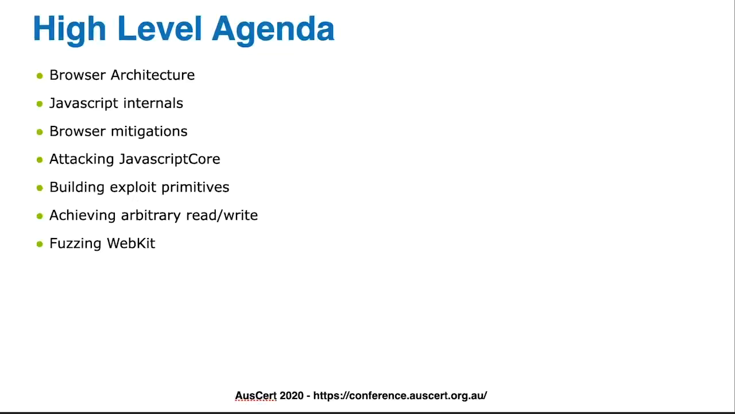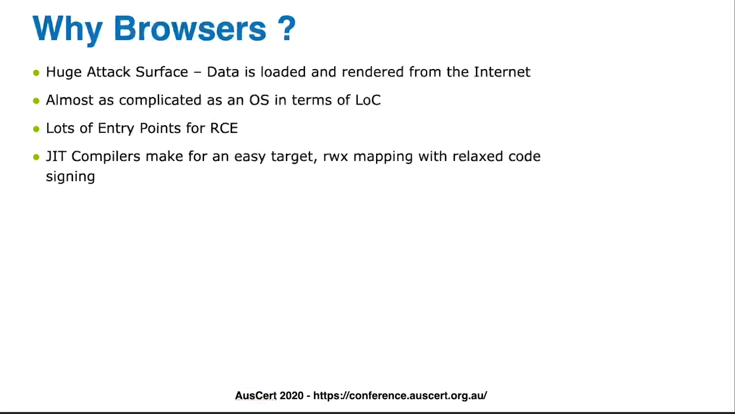So let's talk about what we're going to discuss today. We're going to discuss a little bit about the browser architecture. Then we'll discuss some JavaScript internals, followed by some of the latest browser mitigations which are being applied in the browsers today. We'll also look at attacking JavaScript core, which is the most commonly attacked part of a browser these days. And then we'll look at how to build exploit primitives, and using these exploit primitives, how we achieve arbitrary read-write. Finally, we'll conclude with some advice on fuzzing WebKit.